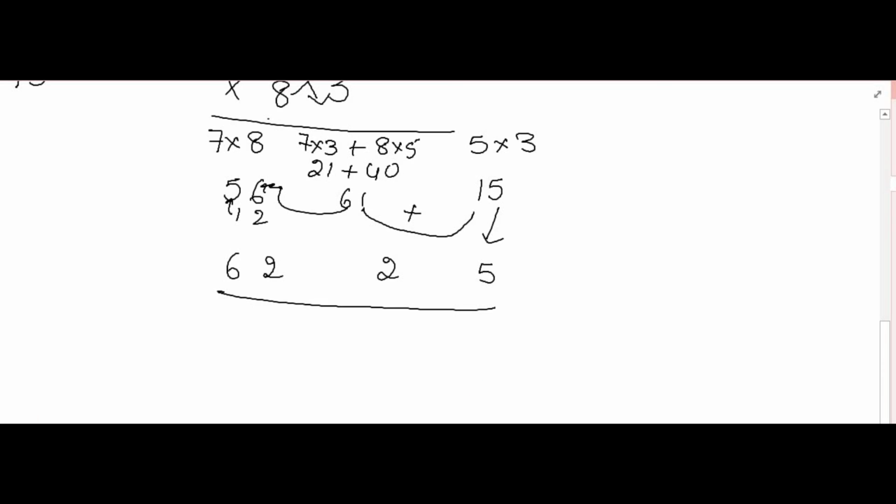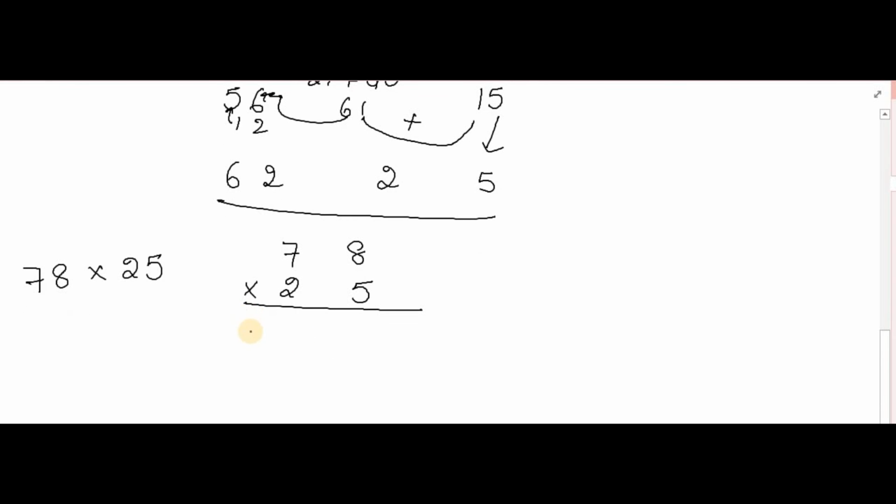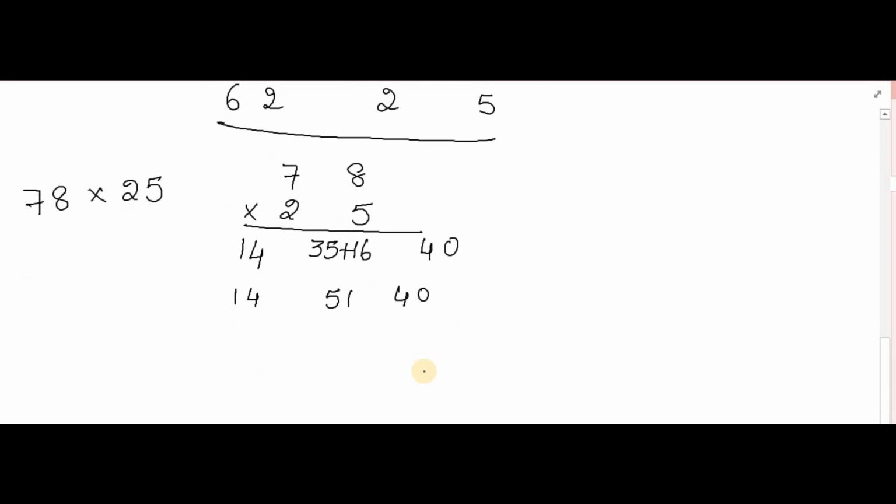So we'll go with one more example. That is 78 into 25. First we'll multiply. 7 2s are 14. And 7 5s are 35, plus 16, and 8 5s are 40. So we'll write again 14 and 51, and 40. So apply the balancing rule. You'll get here 4 plus 1 is 5, 5 plus 4 is 9, and 1 will come as it is. So the answer is this.